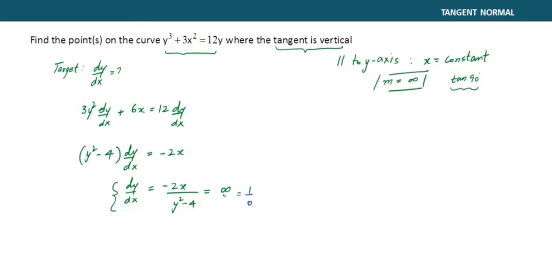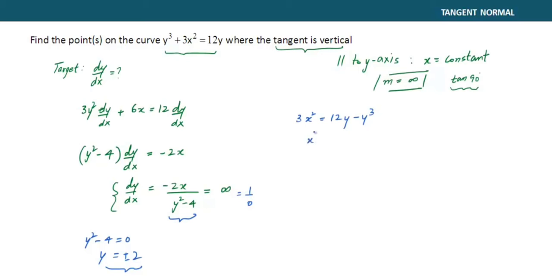So the slope can be infinity when the denominator is 0. So this particular quantity has to be 0. So this implies y square minus 4 should be equal to 0. This happens at two values of y, that is plus minus 2. So you have actually 2 points which should satisfy this particular criteria, because y is plus minus 2. So calculate x in terms of this. So 3x square is equal to 12y minus y cube. Can we say this? Right?